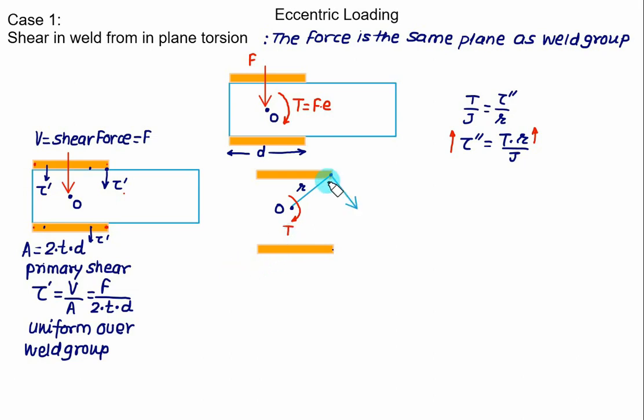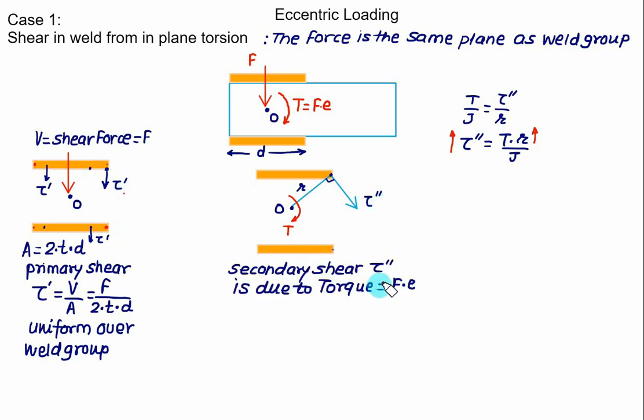Here tau double prime is perpendicular to the line joining the critical point and the centroid of the weld system O. And this is representing the tau double prime. Here R represents the distance of the corner point from the centroid of the weld group. I will show it at one point here only. Other values will remain the same. The direction you have to maintain is the same as the external torque. So two stresses are acting here: one is tau prime and the second is tau double prime.